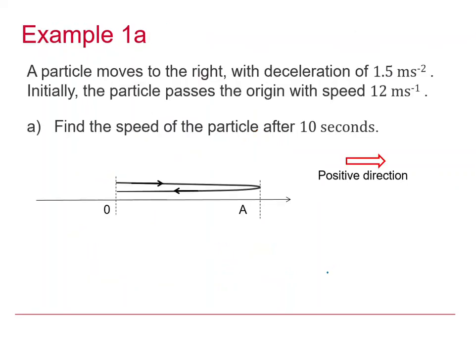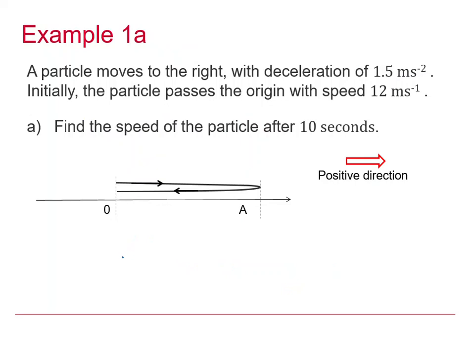Well, let's look at a problem solved here. A particle moves to the right with a deceleration of 1.5 meters per second squared. Initially, the particle passes the origin with speed 12 meters per second. Find the speed after 10 seconds.